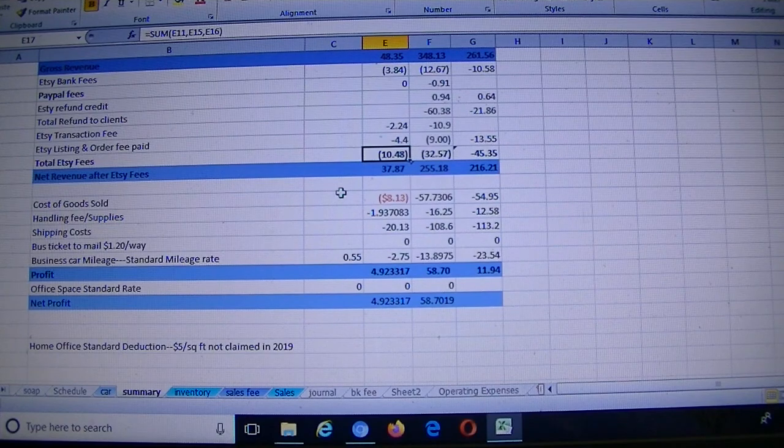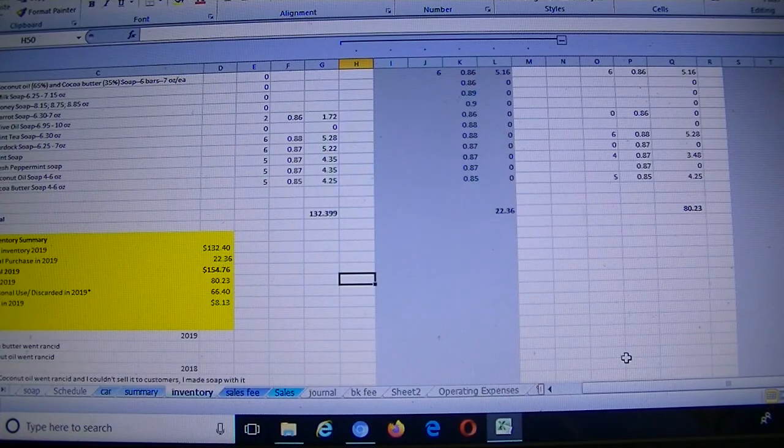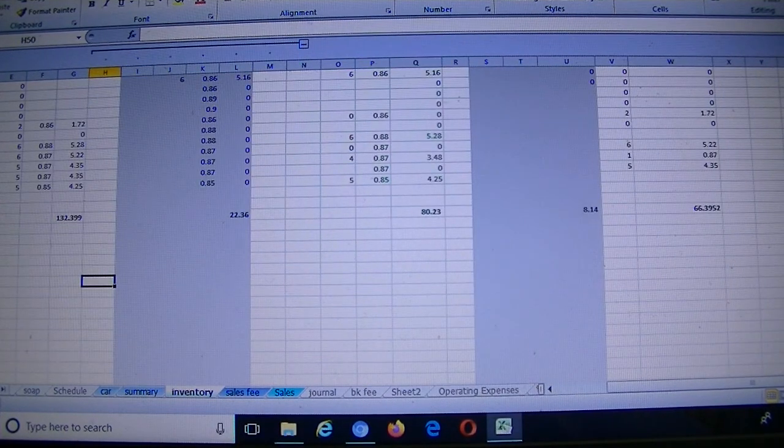So we are here, right? So the cost of goods sold is 813 and the handling fee is 193. We saw that in two areas already, and that's here.